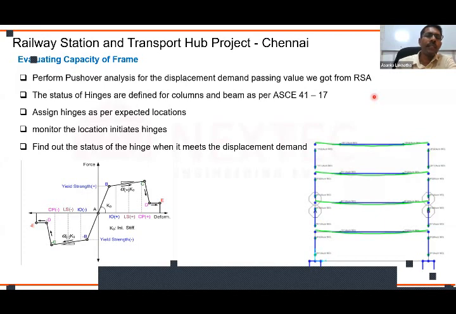Before this, we model the frame, and after that we have to include the hinges in the model. You can see these hinges are given at the top and bottom of the columns, as well as, this area is not a little bit clear, we have hinge properties given for the beams. That is, we are giving the location for the hinge, and hinges are not activated until we run and do the step-by-step analysis of applying loads. So assign hinges as per expected location and monitor the location.